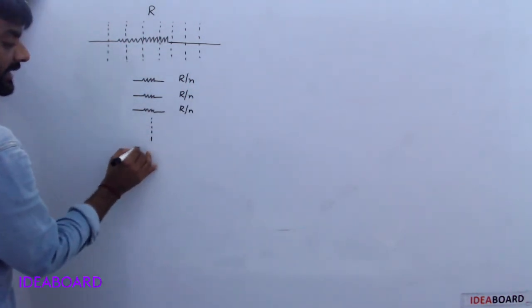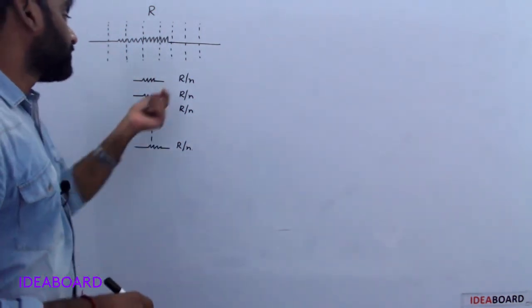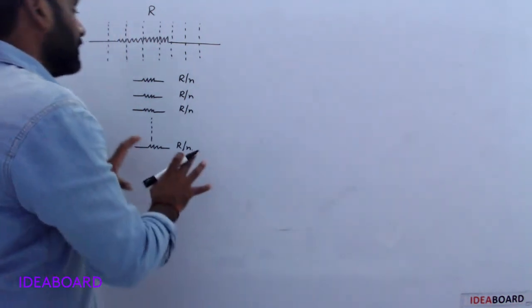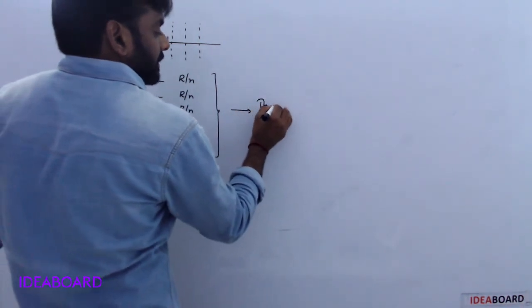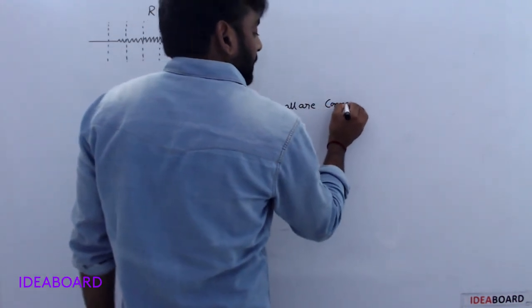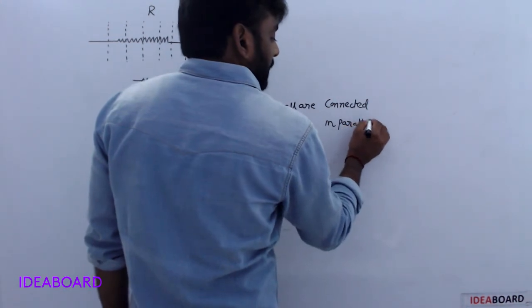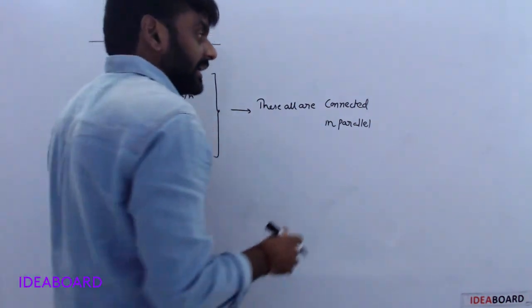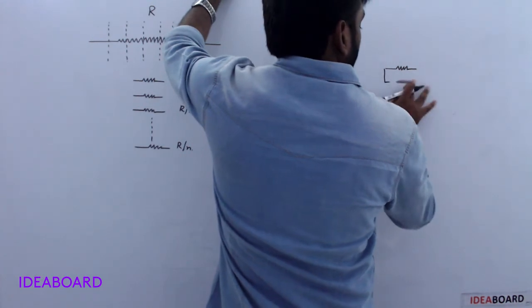How many parts are there? n parts, each one having R by n. Understood? Now, these are all connected in parallel.